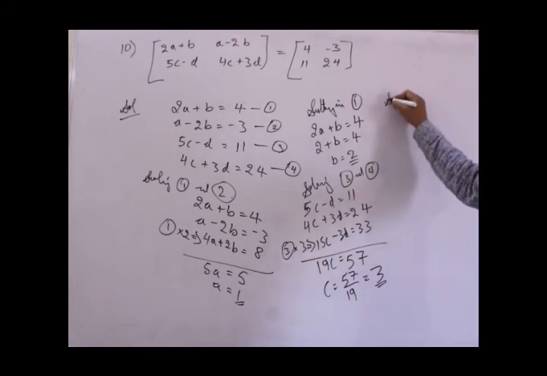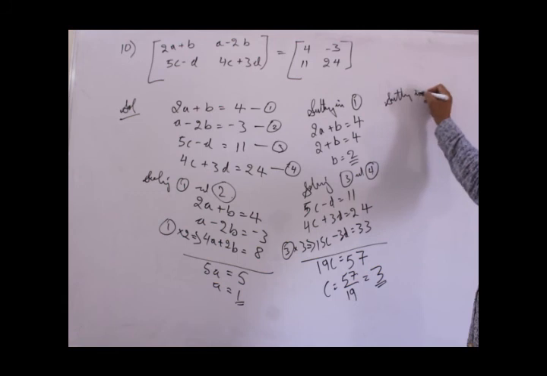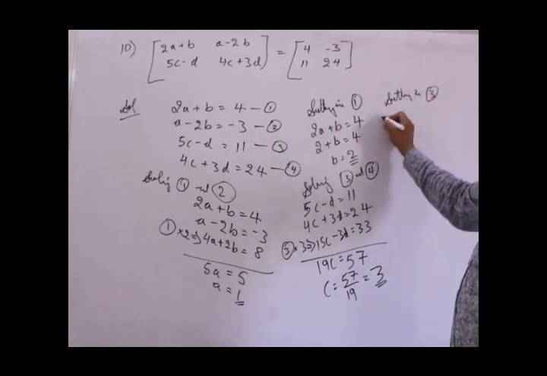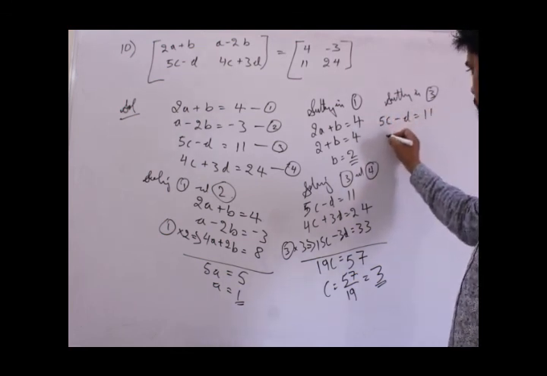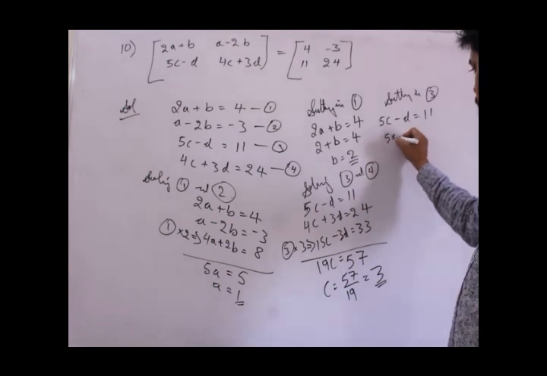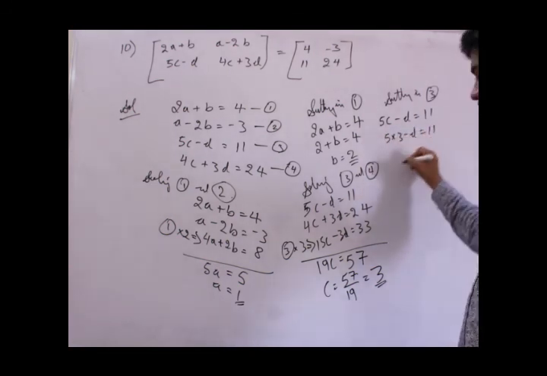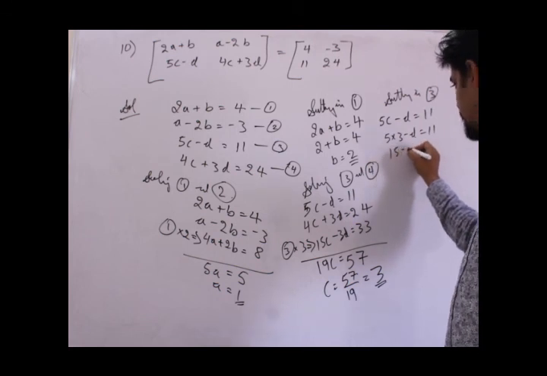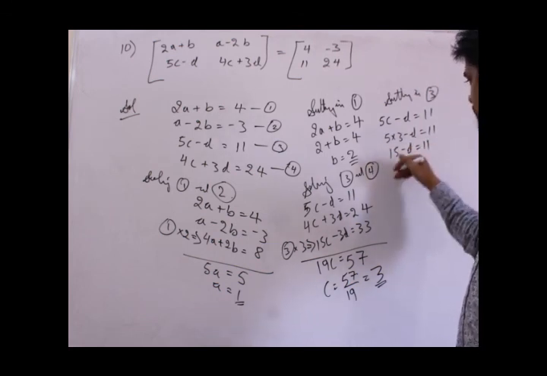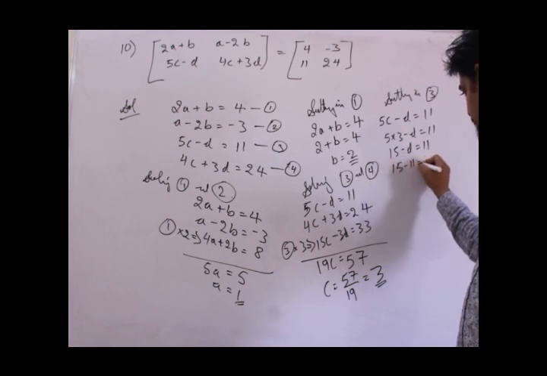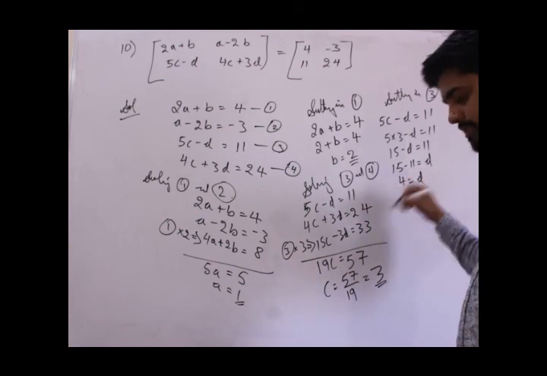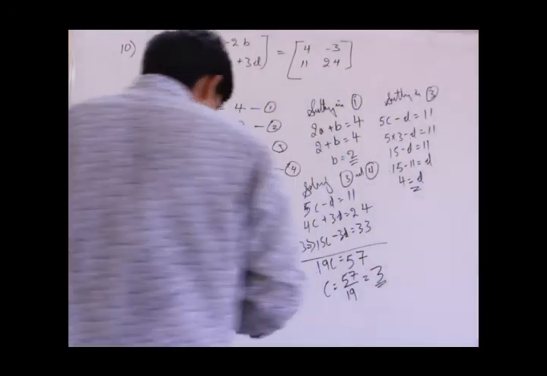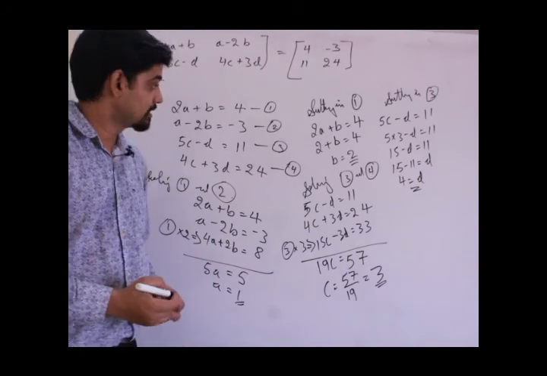So substituting in any of the equations, let me take the third. So the third equation is 5c minus d is equal to 11. c is equal to 3. So 5 into 3 minus d is equal to 11. 5 into 3 is 15 minus d is equal to 11. Taking 15 minus 11 is equal to positive d. 15 minus 11 is 4. So d is 4. Okay, so this is the solution of this question.